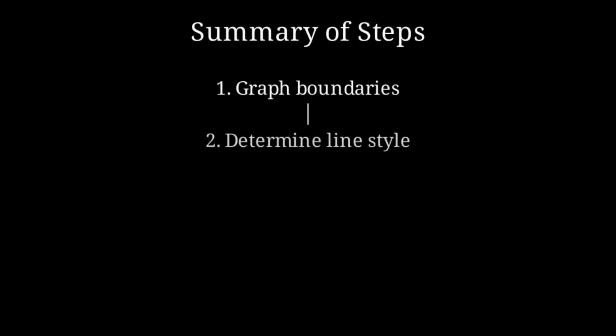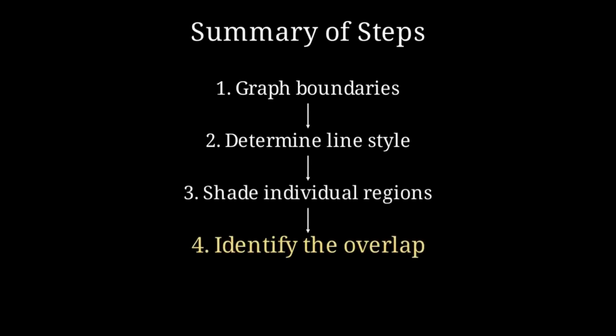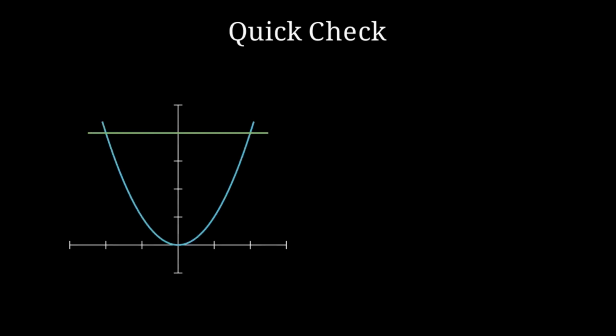To summarize, start by graphing the boundary equations. Determine if the line should be solid or dashed. Shade the appropriate region for each inequality, and finally, highlight the area where all shaded regions intersect to find your final solution. Let's do a quick check.